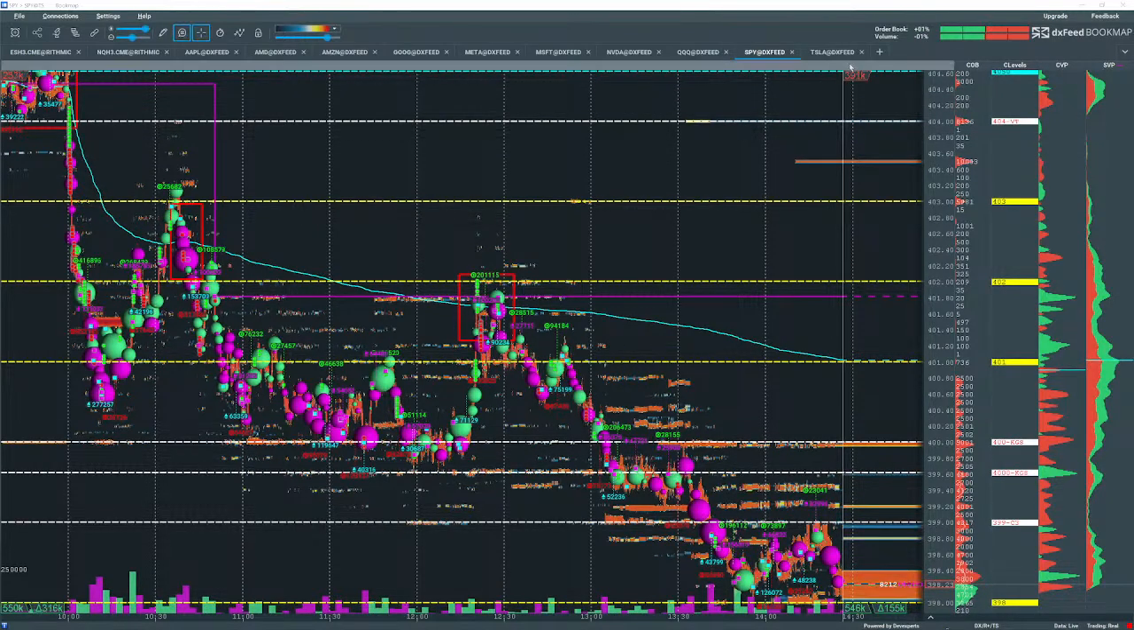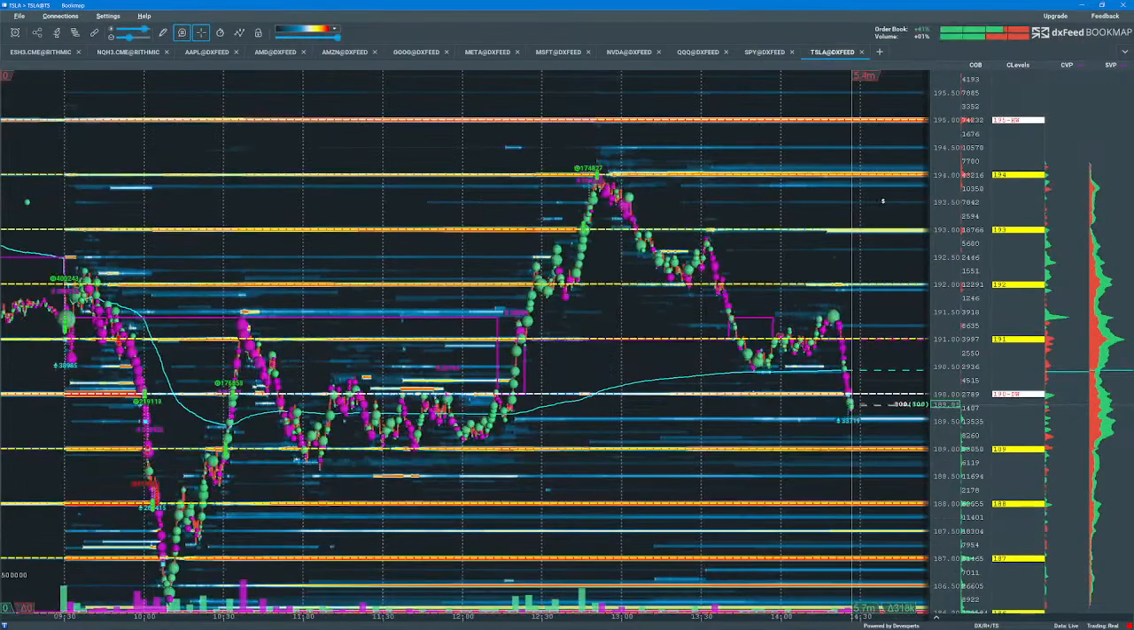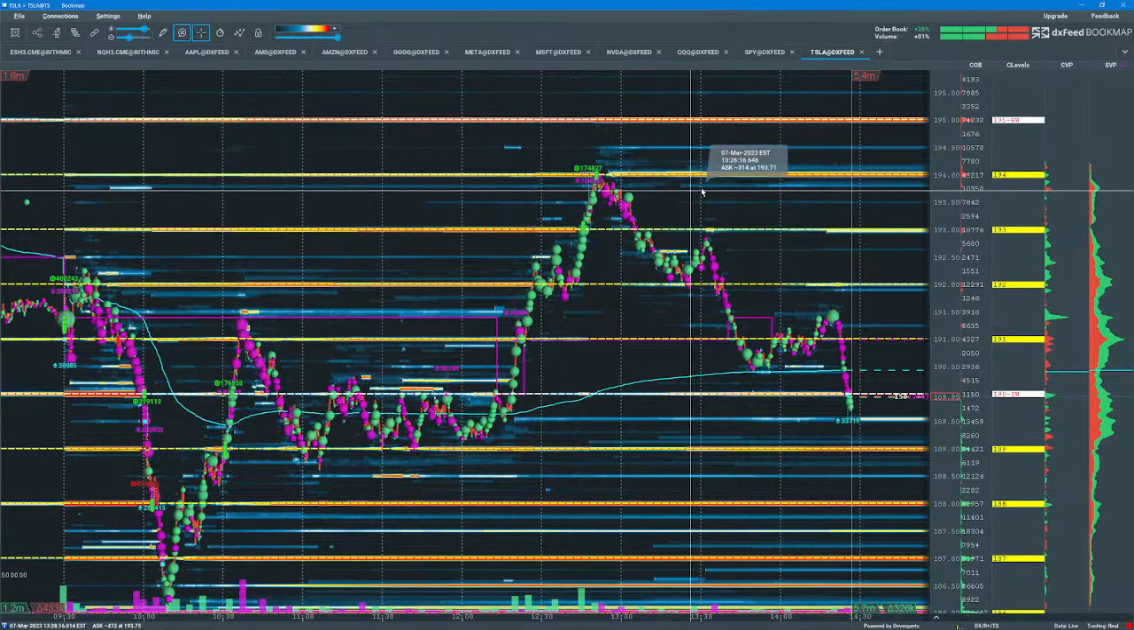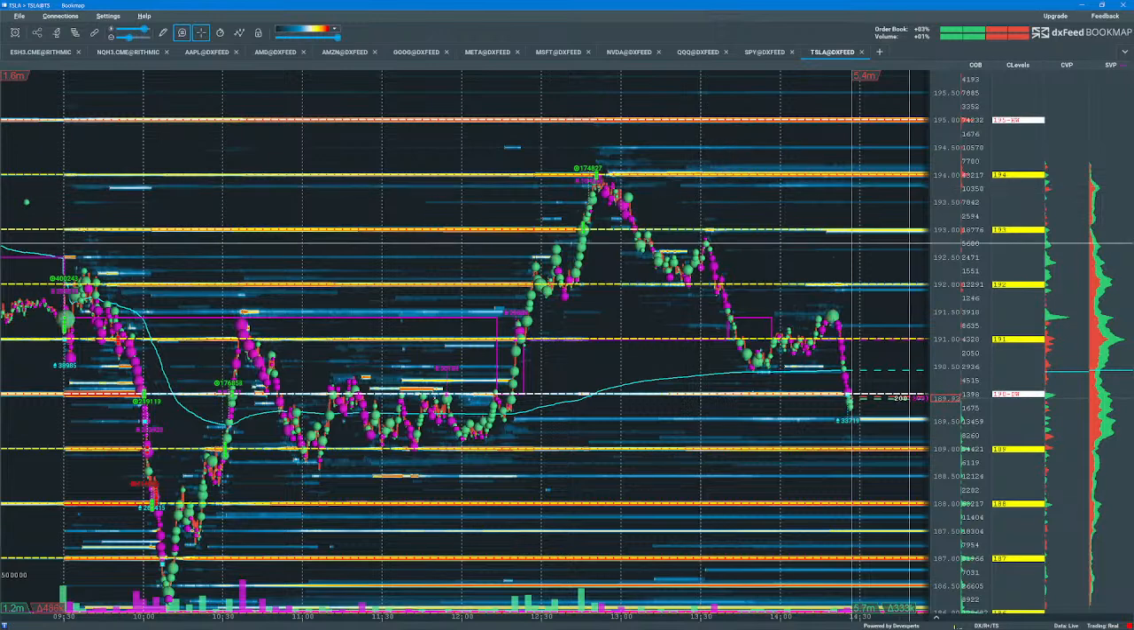All right, let's take a look at Tesla. And Tesla, somewhat like AMD and NVIDIA, was bucking the trend, at least for a while. And there are a couple things that I want to point out on this chart.